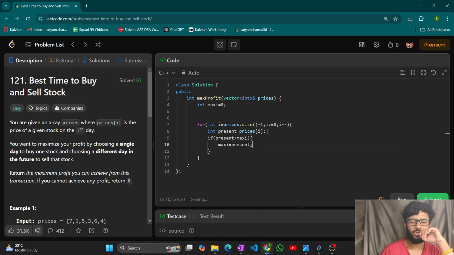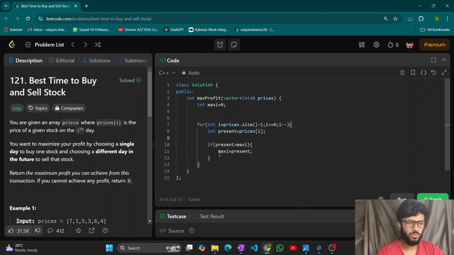Just simple. If I get a number which is greater than my maximum number, then the maximum number is that present number which we have. So that's what I have done: a check to keep track of the max number. Just simple.